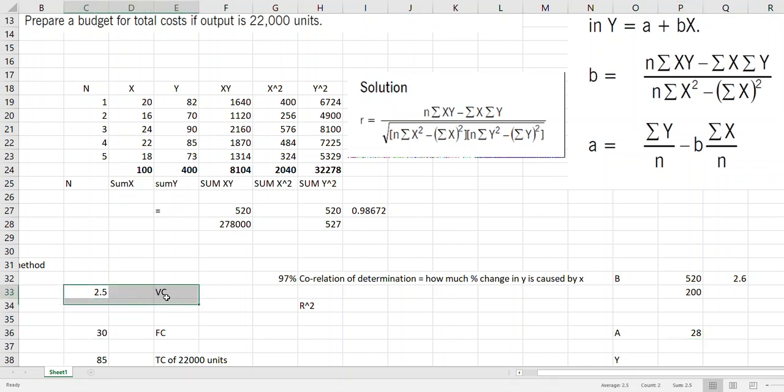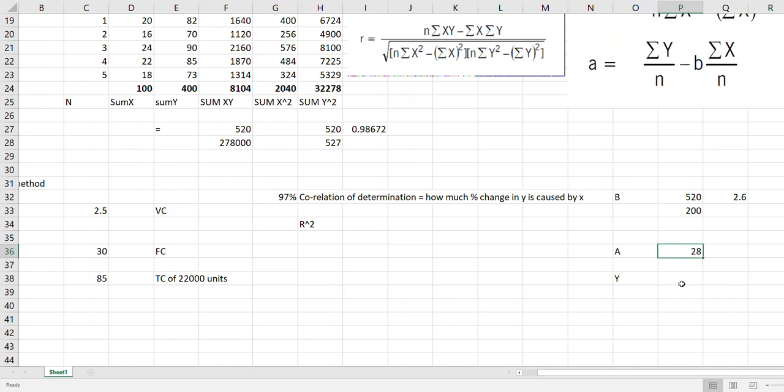Here you see variable was shown higher, here it is shown lower. Fixed was lower there, and here fixed is higher. But we know this is more accurate. Now if you want to know the total cost, the same formula will be used: fixed plus variable times units, which is 85.20. Not a big difference, but we know the least square method represents all data, and it is more accurate than the high-low method.